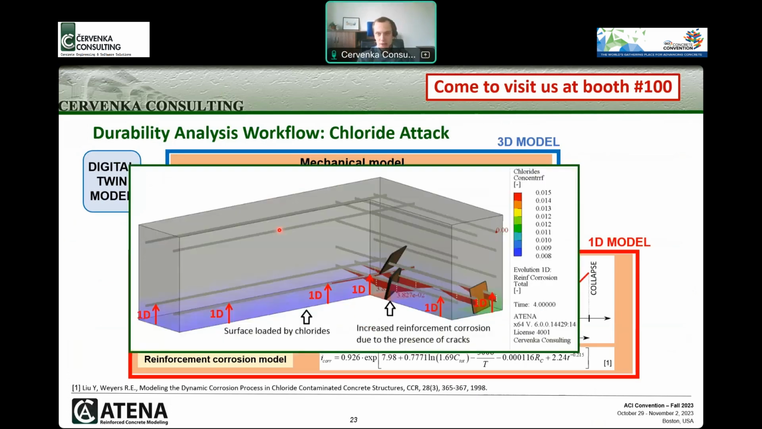This is somehow summarized in this slide on a simple example. You can see an L-shaped beam with mechanical cracks in this location. These mechanical cracks accelerated the chloride diffusion, which results in higher reinforcement corrosion in this region compared to the region over here.